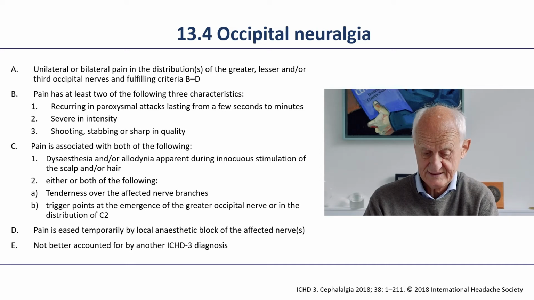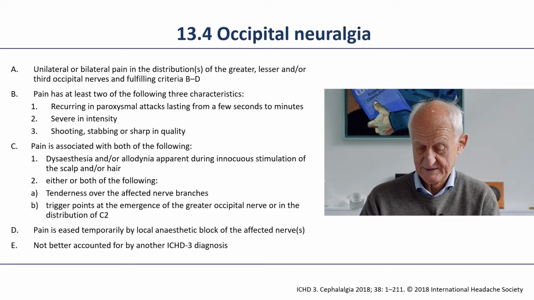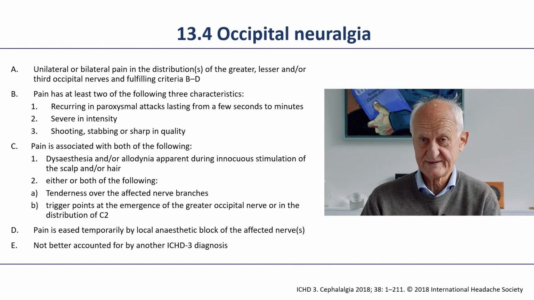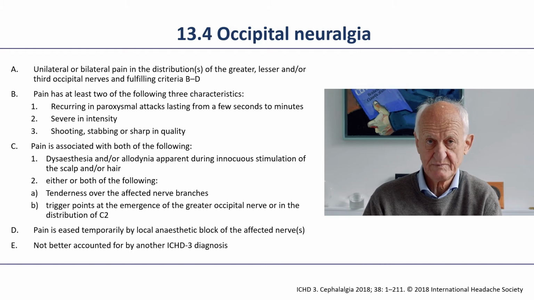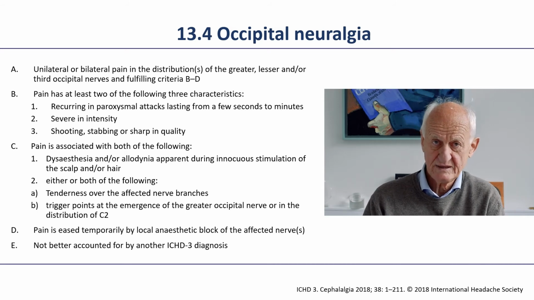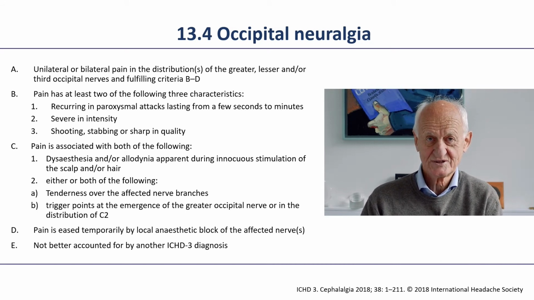And finally, it has to be eased temporarily by local anesthetic block of the affected nerve. So there are actually a lot of criteria that need to be fulfilled here in order to have occipital neuralgia. And there is no scientific study available at the moment where people have looked for patients fulfilling these diagnostic criteria. So this is an example of many possible examples of research that is needed to improve the future classification.